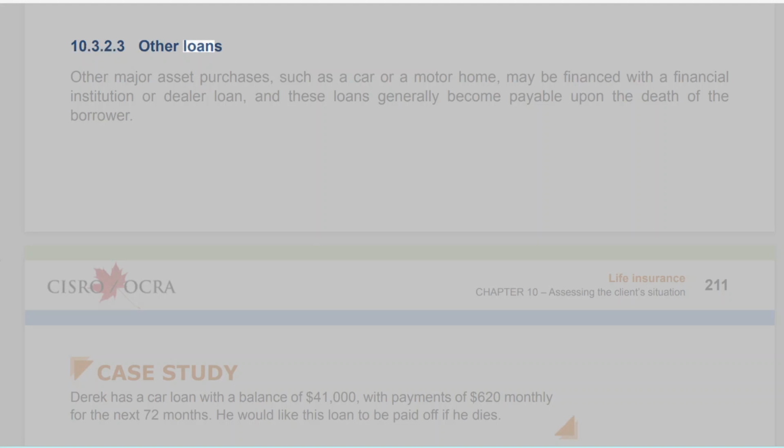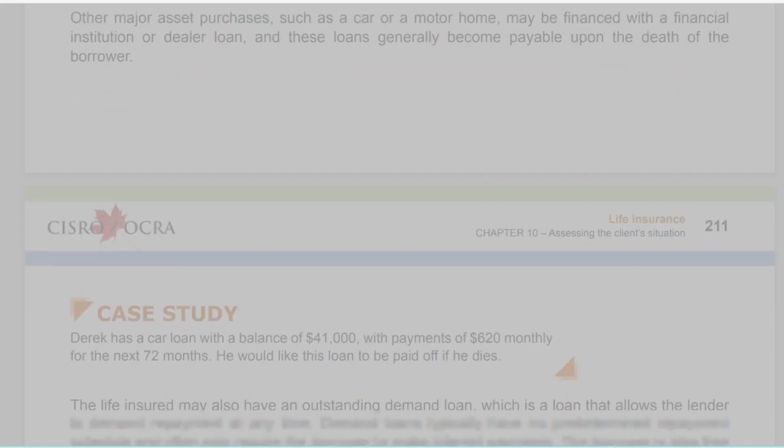10.3.2.3 Other loans. Other major asset purchases, such as a car or a motor home, may be financed with a financial institution or dealer loan, and these loans generally become payable upon the death of the borrower.